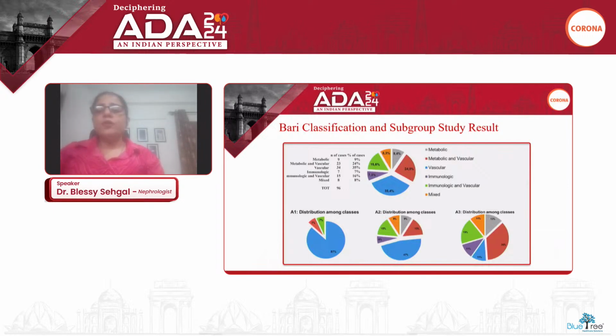As the albuminuria increased, in patients who were A2, that is, with albuminuria between 30 and 300 milligrams, around 47% were vascular. Half of the patients here also did not have diabetic kidney disease. Other causes or hypertension were the major cause of renal failure in these patients. A3 was definitely more of diabetic kidney disease.